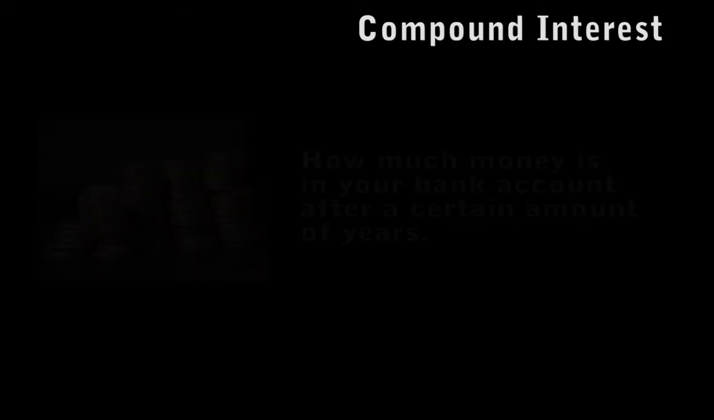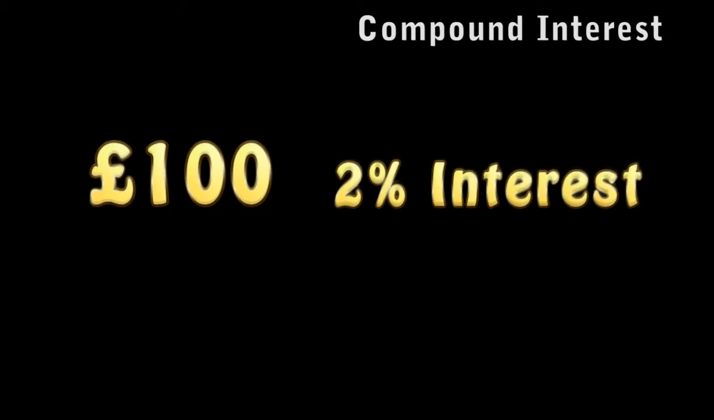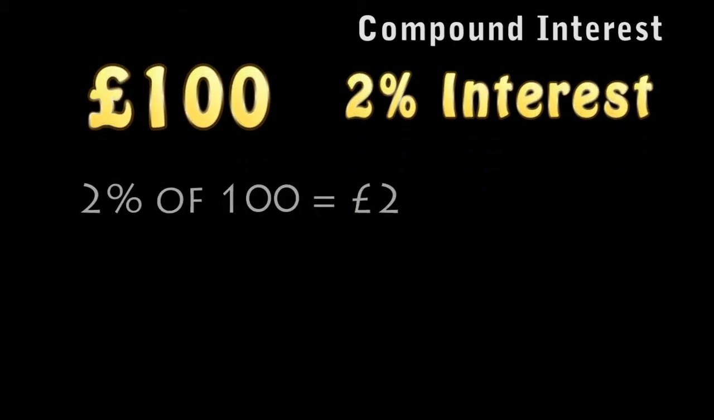For example, if you were to put £100 into a bank account and the bank account had a 2% interest rate, then after 1 year you would get 2% of your 100 extra. So 2% of 100 is £2, so after 1 year they would give you £2.